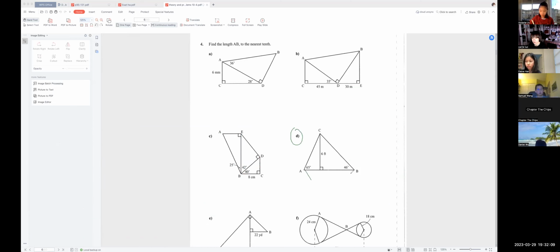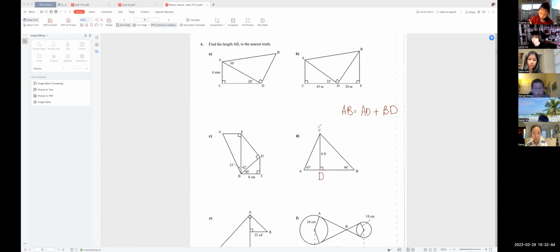Number D, we want to find out AB. This question is totally different because AB is not in a right triangle, right? So that means we cannot directly find it, and we need to name this point D. Okay, I'm going to give you the hint. AB equals AD plus BD, because AD is in a right triangle and BD is also in a right triangle. Get it, everybody?